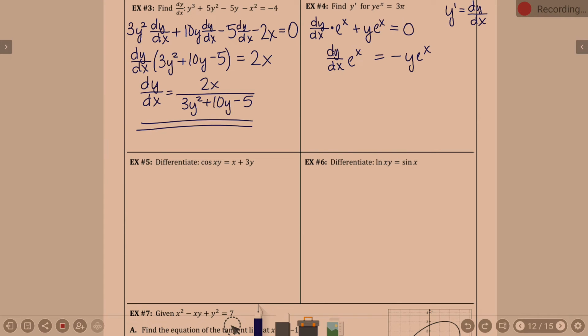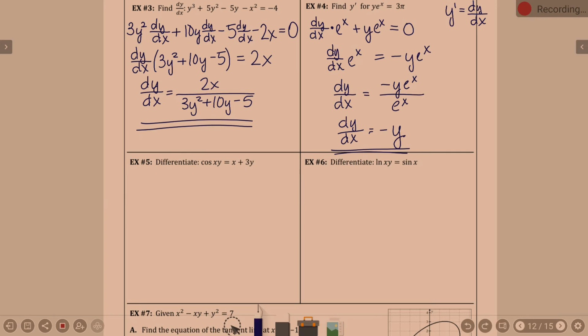If it's dy dx times e to the x, how do you get dy dx by itself? Divide. It's going to be dy dx equals negative y e to the x divided by e to the x, which can cancel, and becomes negative y. Now, if you looked in the answer key at this problem, at this point it probably says y prime equals negative y. I stray away from using y primes.